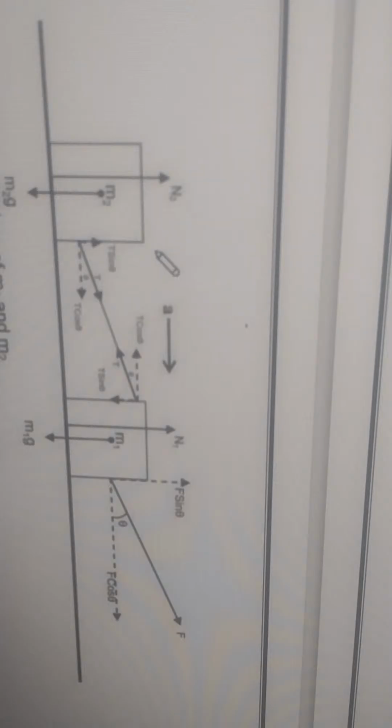So we have to make the rectangle where this is tension T, here this tension is T, and this is angle theta, this is an angle theta.